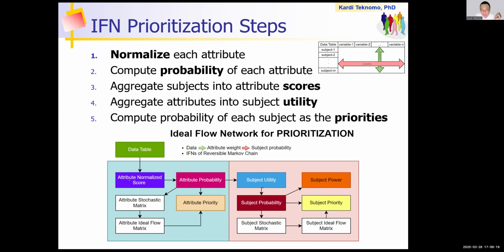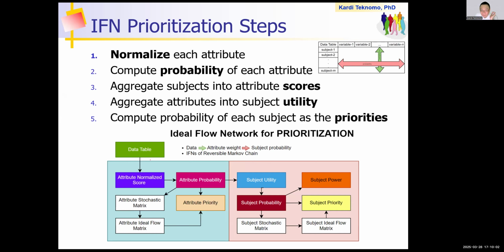And then from each attribute you compute the probability. So this is the weight, basically. From here you can also go down to compute the priority if you want. And then from there we can go to the next step, that is to aggregate the subject into score. And then you calculate the utility of each subject. After that, you compute the probability as the priority.